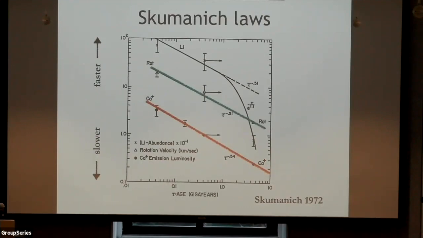We've known for 50 years that this happens. We know that rotation period declines as a function of time. Andy Skumanich, coming up on 50 years this year, noticed that when you looked at the rotational velocities of open clusters, the older the cluster was, the slower the stars were spinning, and that rotation period increased as the square root of age.